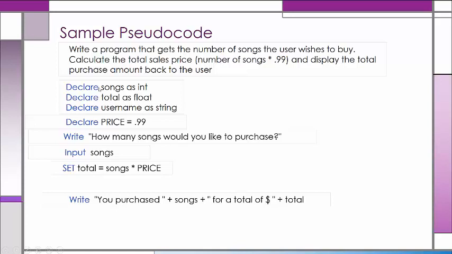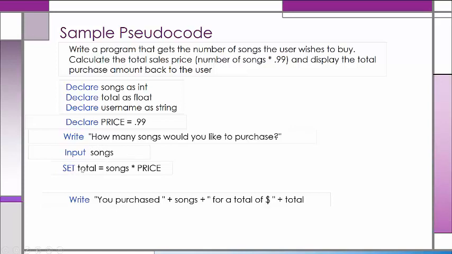We've looked at using the word declare to set up our variables. We've used the word write to send information output to, in our case, the monitor. We're using the word input, which tells the computer to wait at the keyboard for the user to input a value, and whatever value they put in, put that number or that value or that string, whatever it is they input, into this variable.